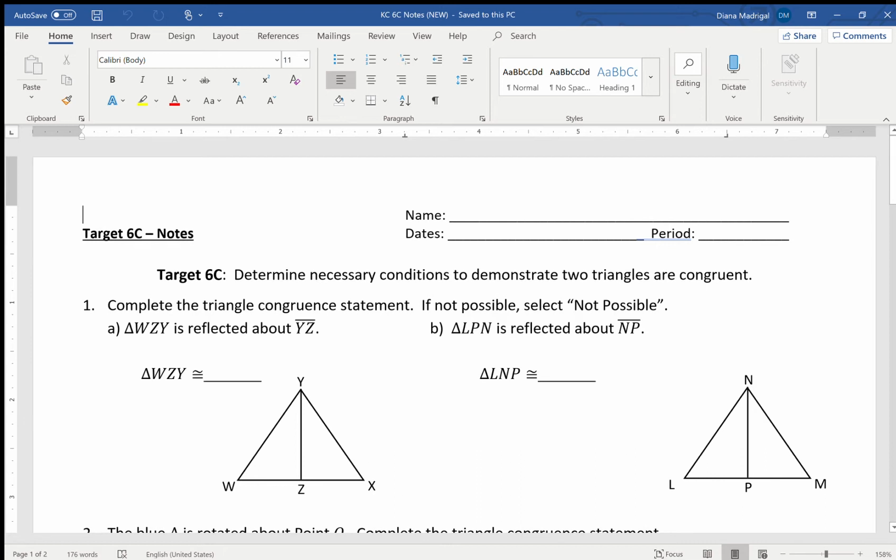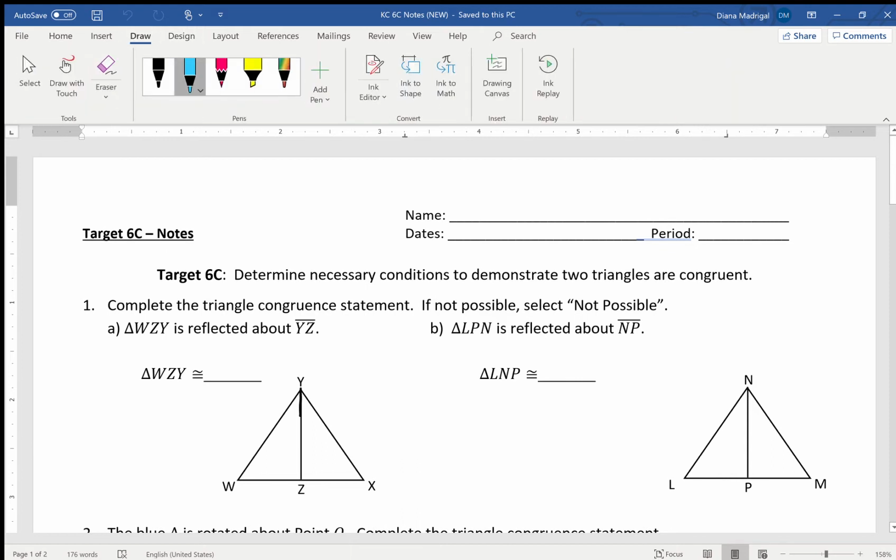Okay. So again, question 1A says that triangle WZY is reflected about the YZ line. And again, you can see that it's being reflected by using this line in the middle. So this line is the one that's being used to reflect triangle WZY. So we're talking about this triangle right here. It's being reflected with that line in the middle. So we're actually using YZ for both triangles.